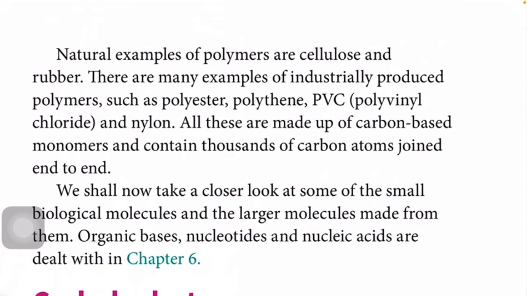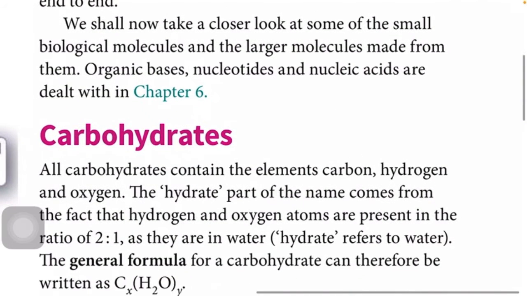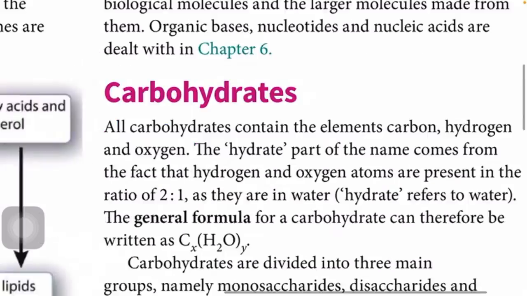Natural examples of polymers are cellulose and rubber. There are many examples of industrially produced polymers such as polyester, polythene, PVC (polyvinyl chloride), and nylon. All these are made up of carbon-based monomers and contain thousands of carbon atoms joined end to end. We shall now take a closer look at some of the small biological molecules and the larger molecules made from them. Organic bases, nucleotides, and nucleic acids are dealt with in chapter 6.